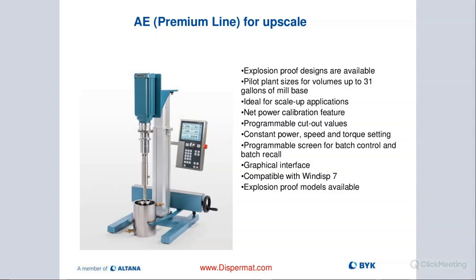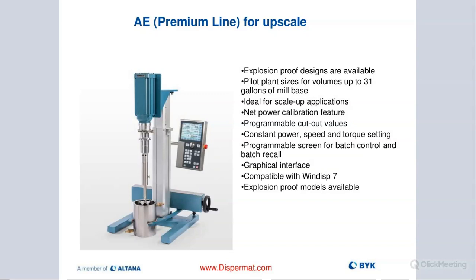Now that allows me to precisely calculate the amount of energy I would be using to disperse X amount of product in a certain amount of time. And when I upscale, I can figure out, hey, how much is it going to cost me to produce this batch of material? If it's, let's say, 800 gallons, I'll be able to calculate that if I'm running with constant power.